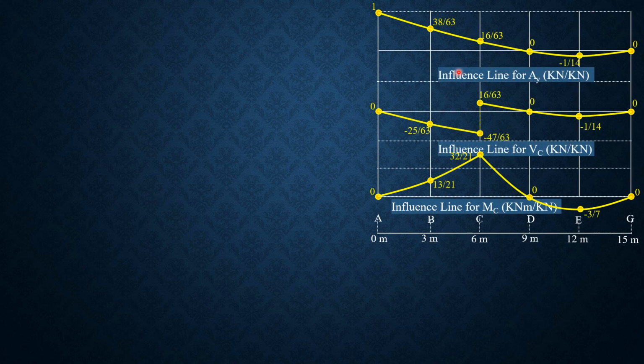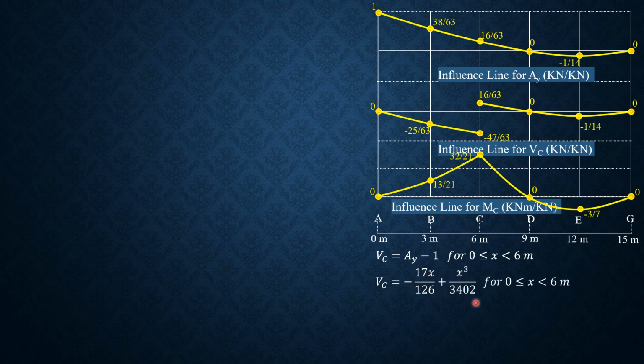So for shear at C, remember shear at C is AY minus 1 for 0 ≤ x ≤ 6 meters. And remember that AY in terms of dy has two expressions: 1 minus 17x over 126, then I forgot the other term. You just pause the video and look at the expression. So it is negative, minus 1, therefore it is negative 17x over 126 plus x cubed over 3402.